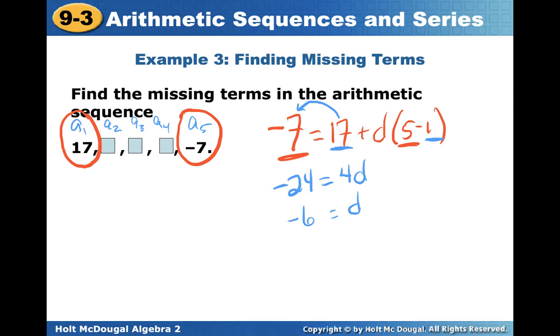Does it make sense that it's negative? Because we're going down, right? So we have 17. The next one would be 11. Then we'd have 5. Then we'd have -1. And look at that, it worked out real nice. We got -7. So the point I want to make is we can use that general rule, and this is what I would call the general rule.